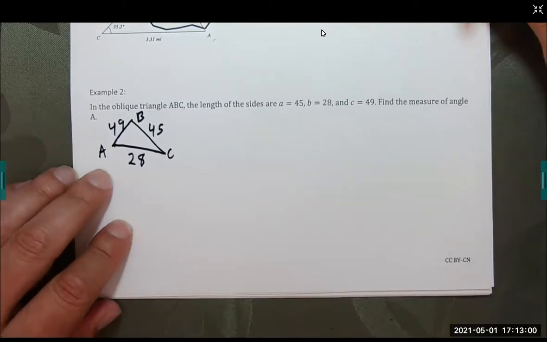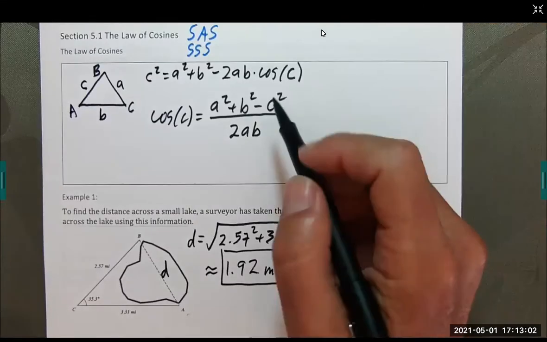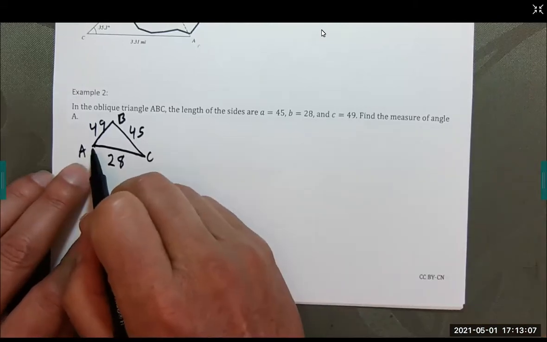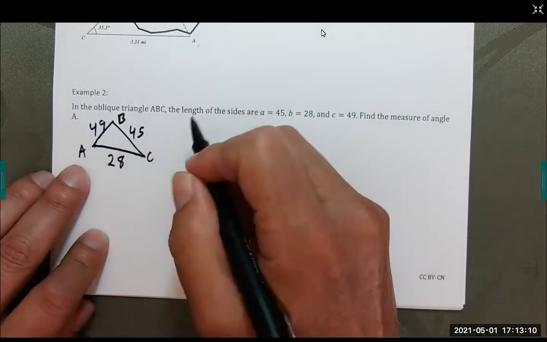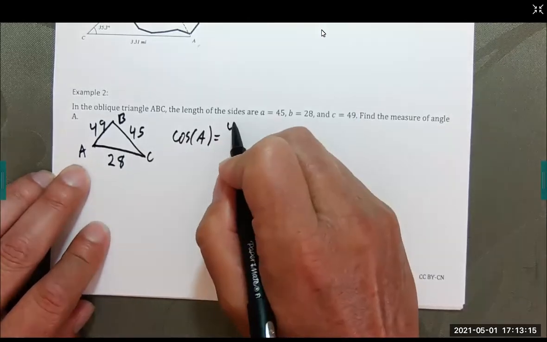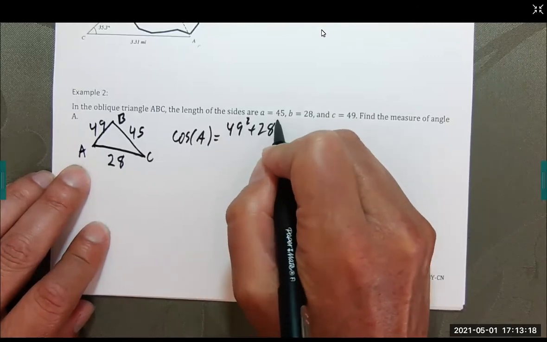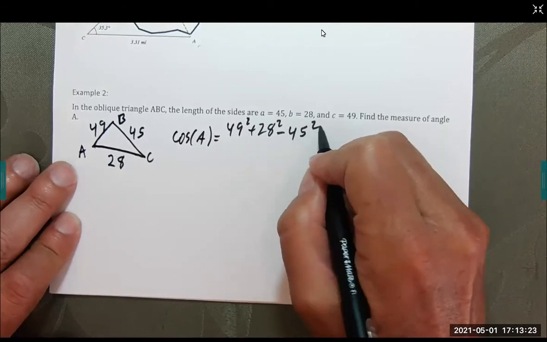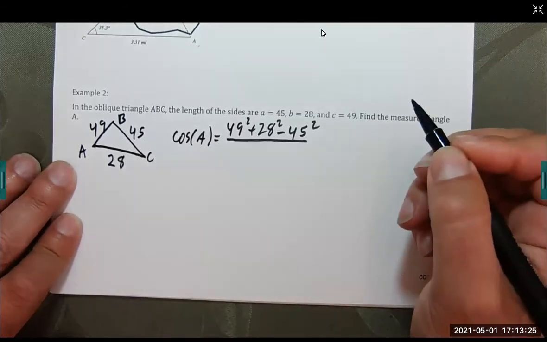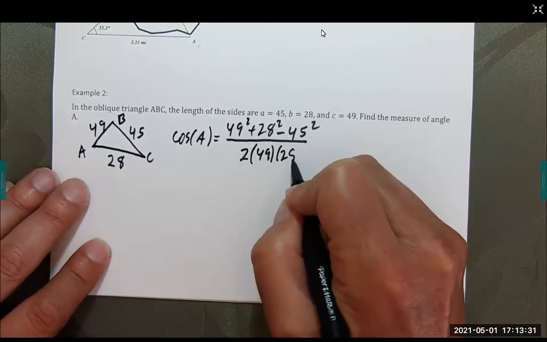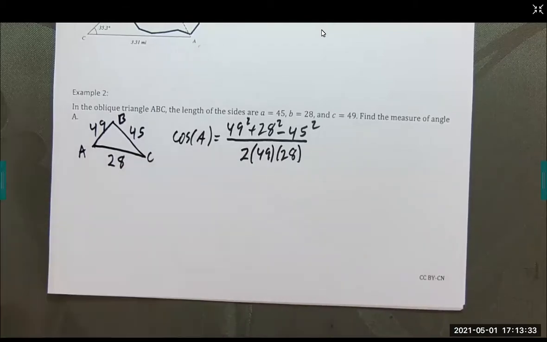As I mentioned with the formula, the subtract part of it is going to be the side that is opposite the angle that I'm looking for. So if I'm looking for angle A, the side opposite is there. That's my subtract. The cosine of A is going to be 49 squared plus 28 squared minus the side opposite the angle that I'm looking for, which is 45 squared, over 2 times 49 times 28. Now I want to point out all this is going to get me is the cosine of A. If I want A, I'm going to have to do inverse cosine.